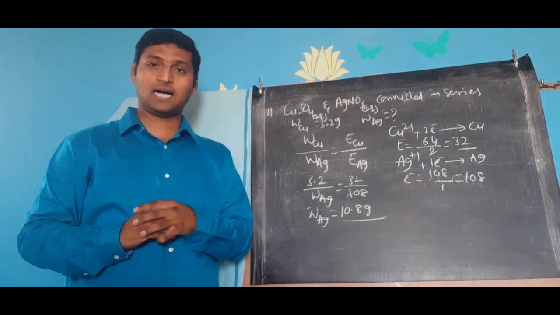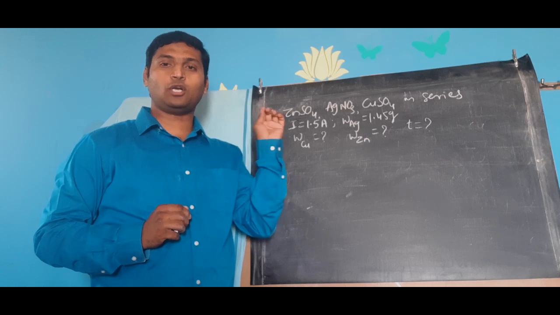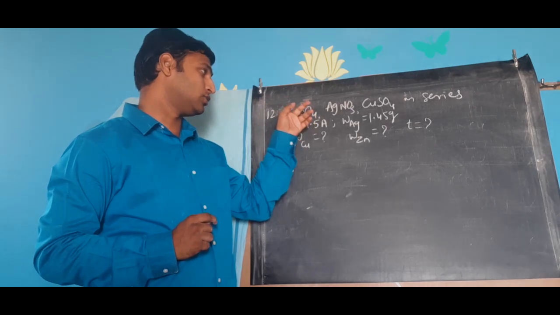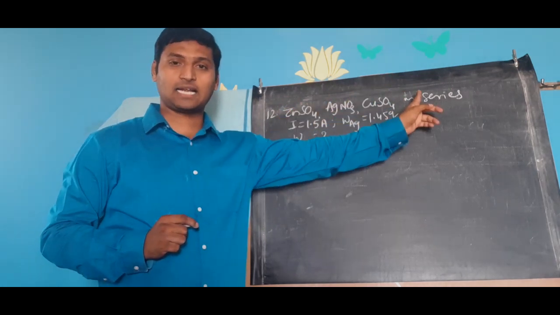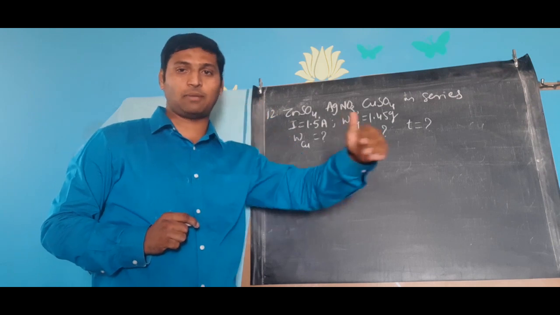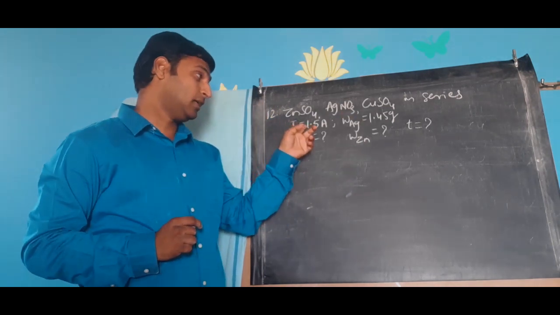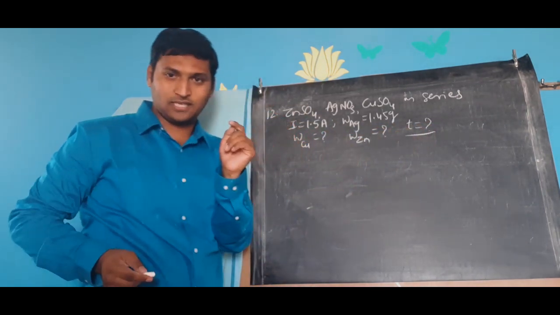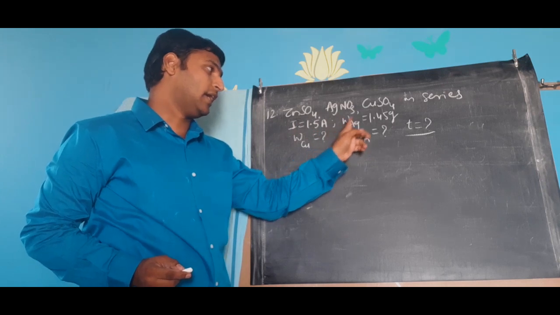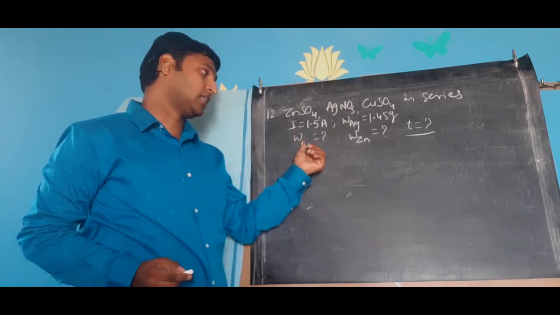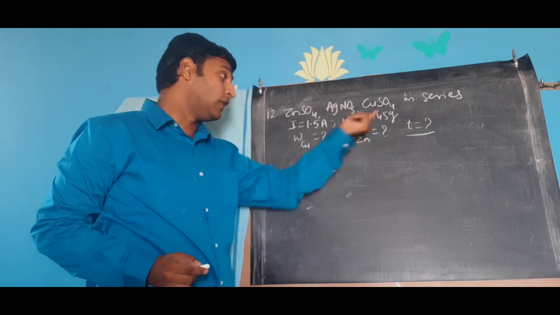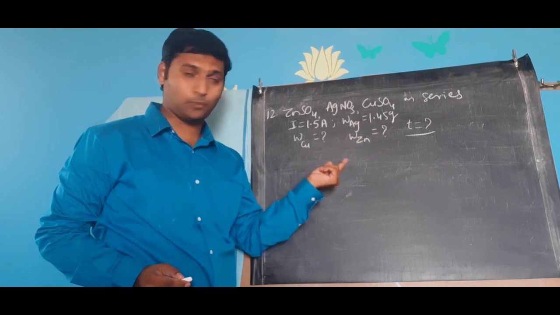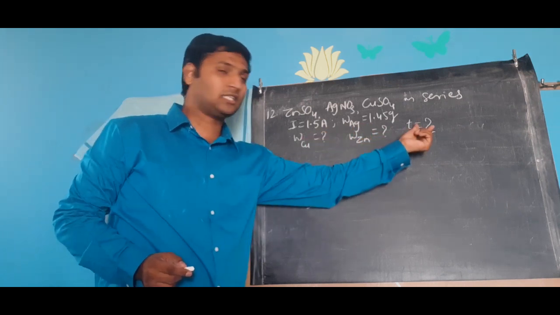Let's move on to the last question, that is the 12th one. Three aqueous solutions, those of zinc sulfate, silver nitrate, copper sulfate, are connected in series, and the same electricity is passed across them, and the current passed was 1.5 amperes, for some time which we need to find out. The weight of silver deposited was 1.45 grams. Then how much copper and how much zinc will be deposited, and for these quantities to be deposited, how much time does it take?